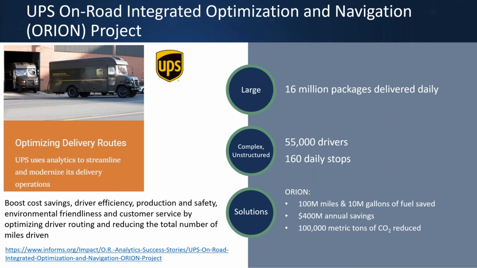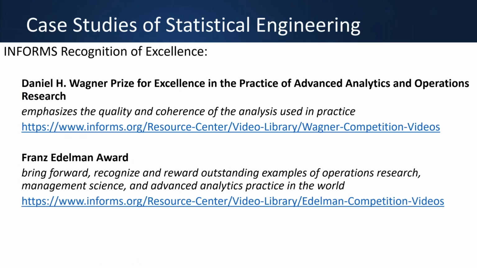Some of the solutions that came out of this resulted in 100 million miles and 10 million gallons of fuel saved each year, which resulted in $4 million of savings, also reducing the carbon footprint by 100,000 metric tons per year. So again, very, very nice case study of a complex problem that you guys can go to the website that I offer down there that also gives another really nice video of this problem and solution.